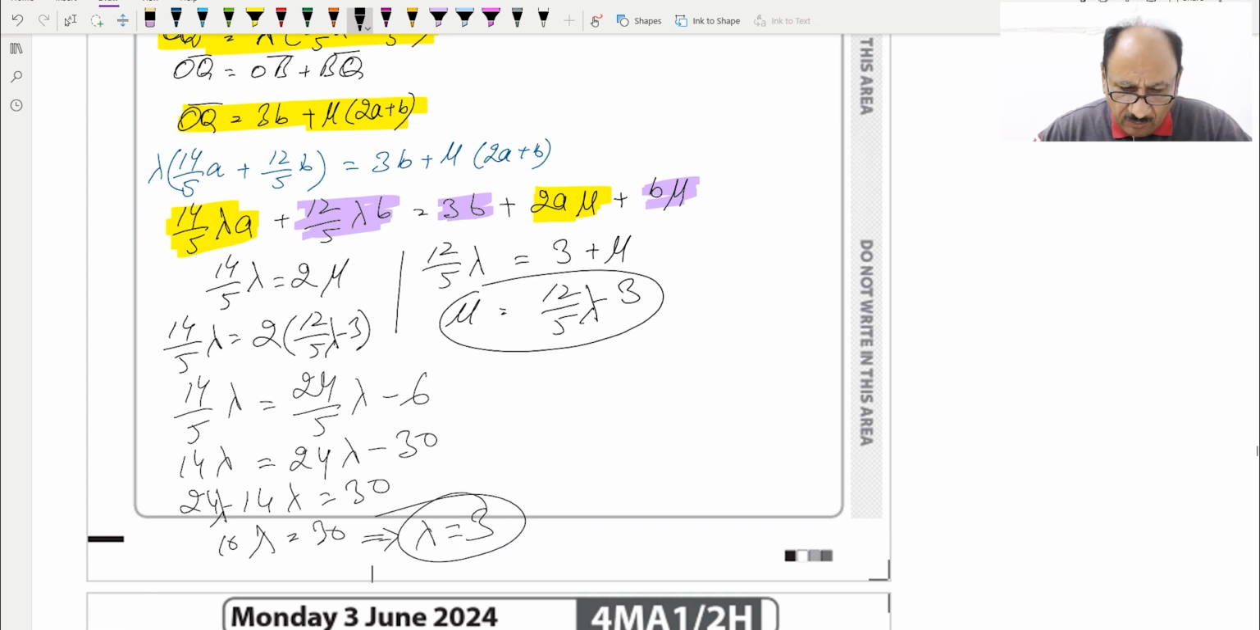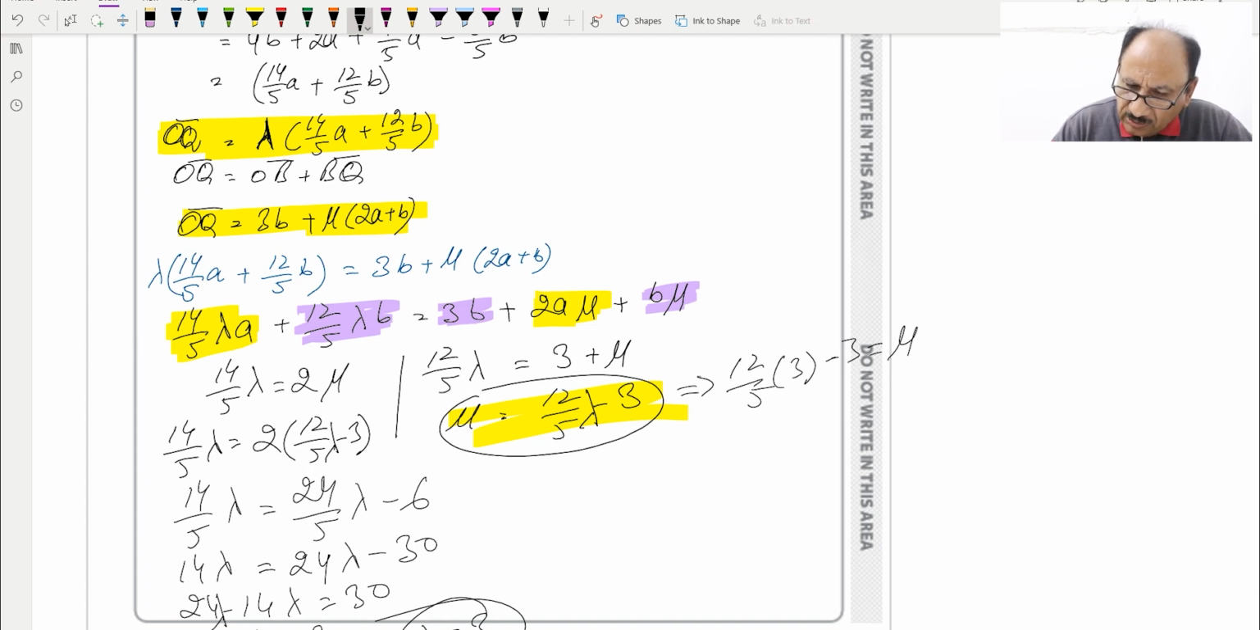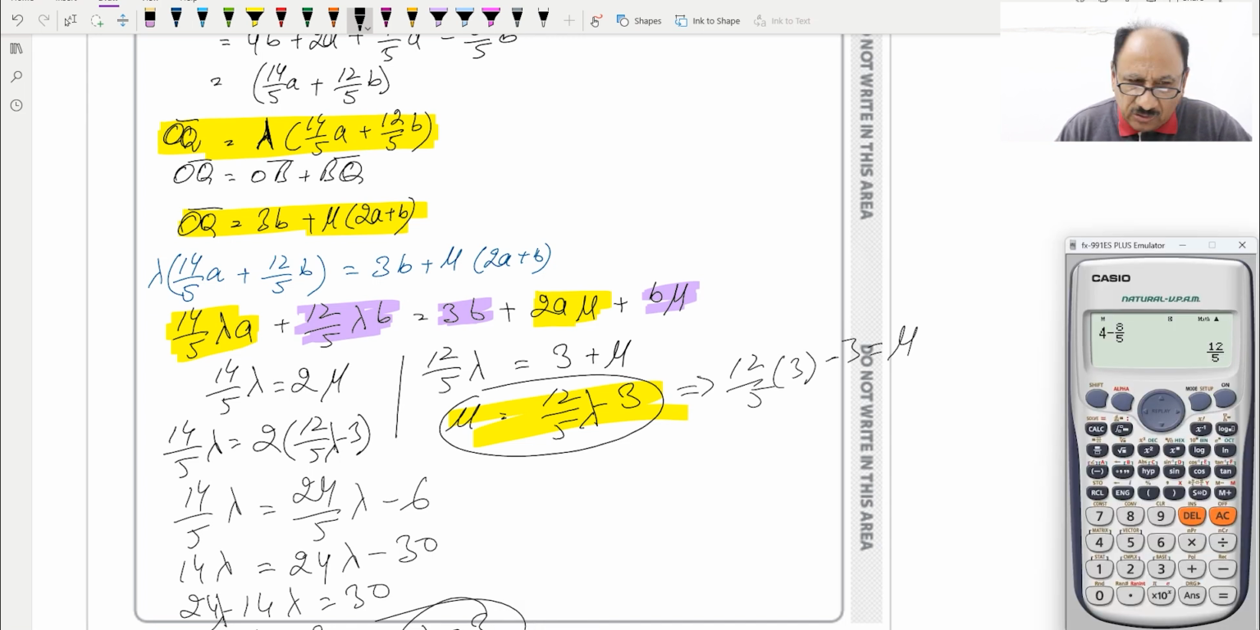So we got lambda value 3, which we can replace in this equation, and we will get the mu value. So mu value is what? This implies 12 over 5 into 3 minus 3, and this is equal to mu, and we can write this will be 36 over 5, or we can just simplify. This will be what?